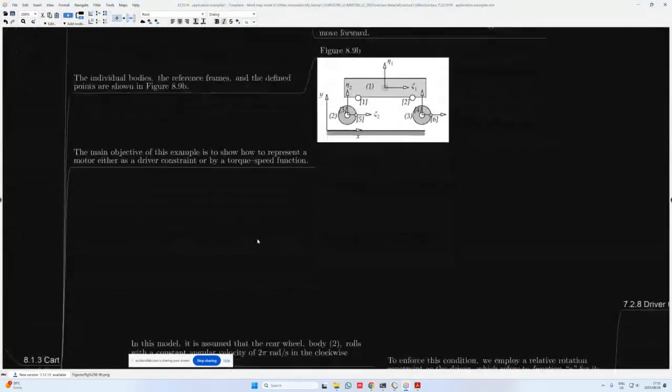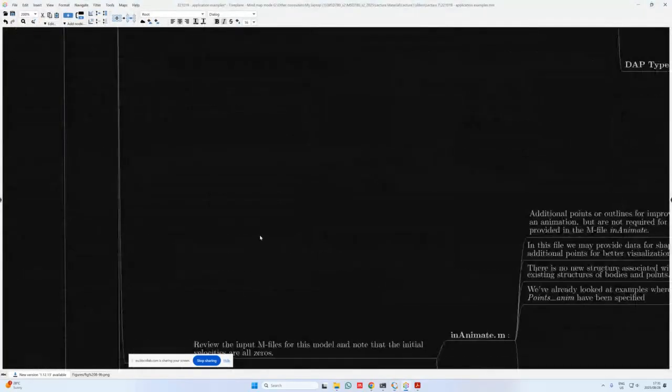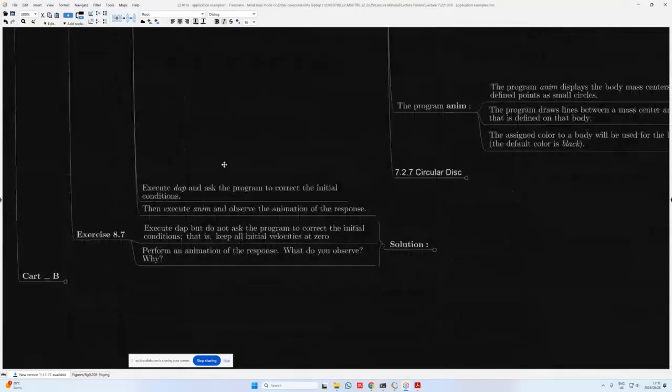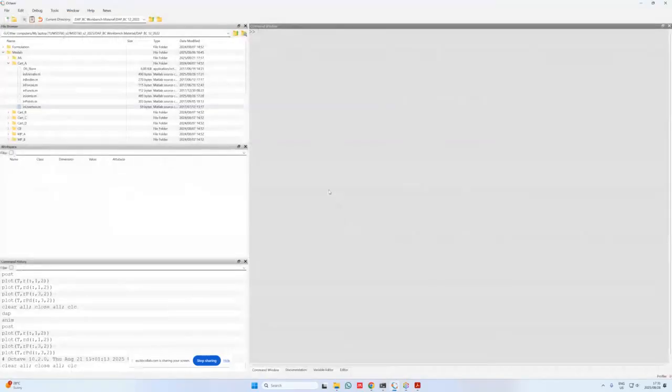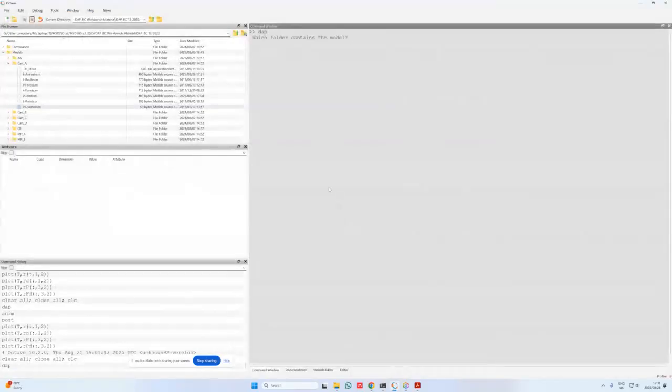And this was then the second portion of exercise 8.6. So if I scroll down, it says that I need to execute DAP and ask the program to correct the initial conditions and then execute anim and observe the animation of the response. So to do this, I type in DAP. It asks what folder contains the model. So that would be card_A. Do I want to correct the initial conditions? Yes.